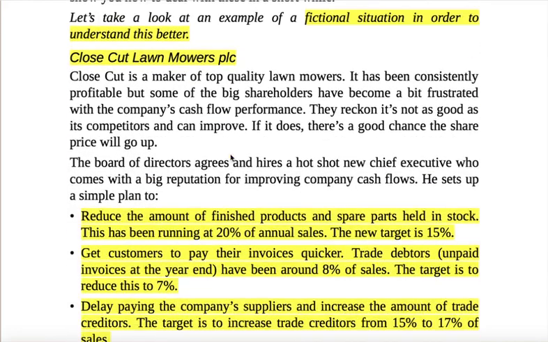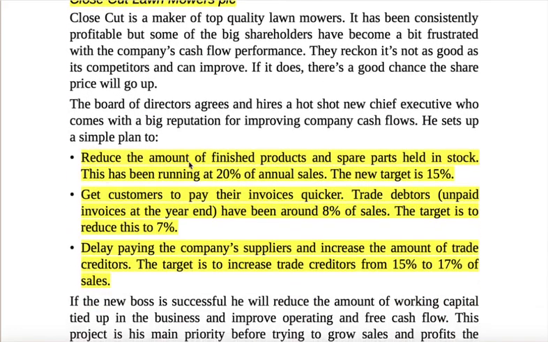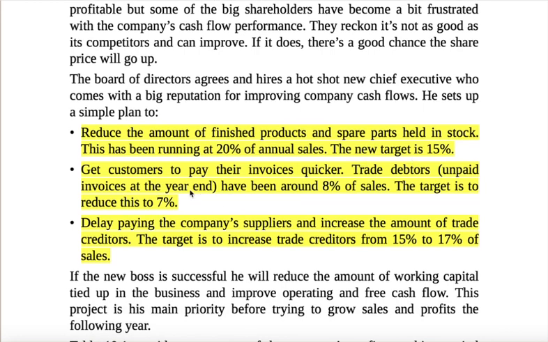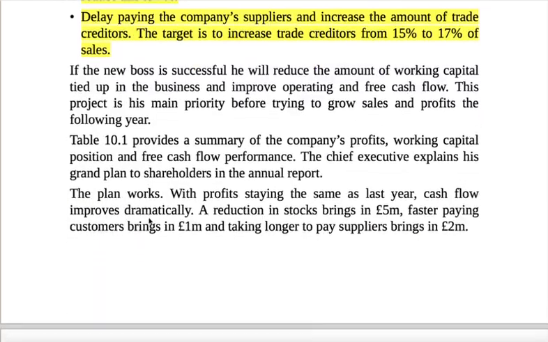So then he takes a fictional company's example. What these guys are doing: he is reducing the amount of finished products and spare parts held in stock. Means his godown, his showroom, has been running at 20% of annual sales. The new target is 15%. So money is getting released from inventory, and his cash profit will go up. Get customers to pay quickly. Trade debtors at year-end have been around 8%. The target is set to 7%, which is good. Then delay paying company suppliers from 15% to 17%. Basically, these 3 points are your working capital adjustments.